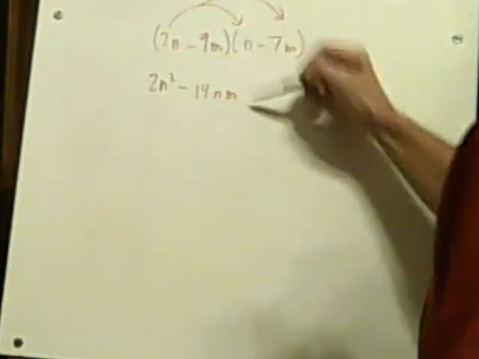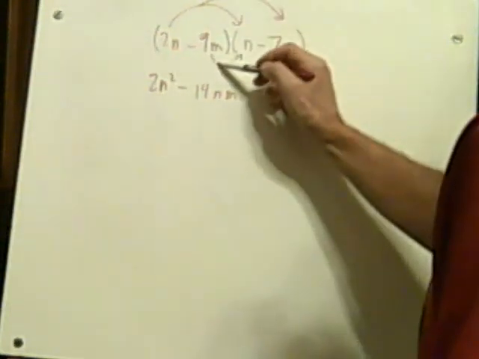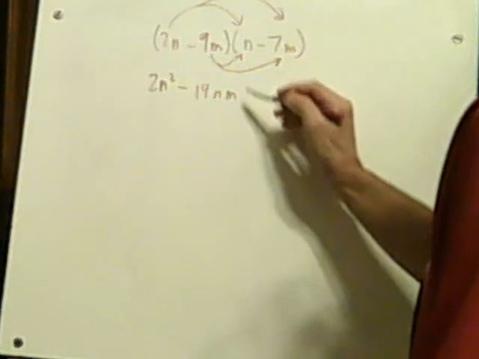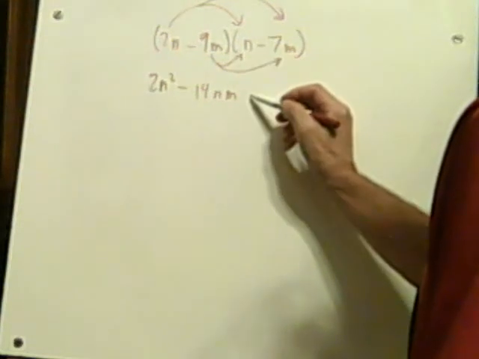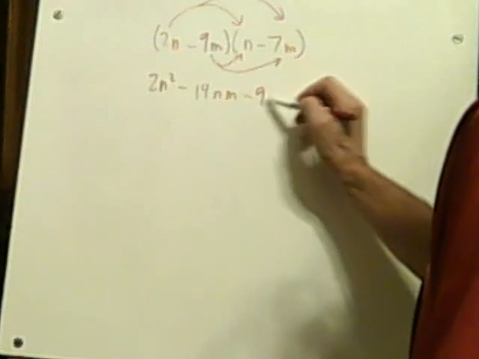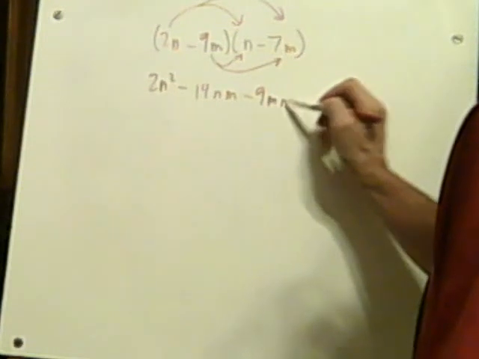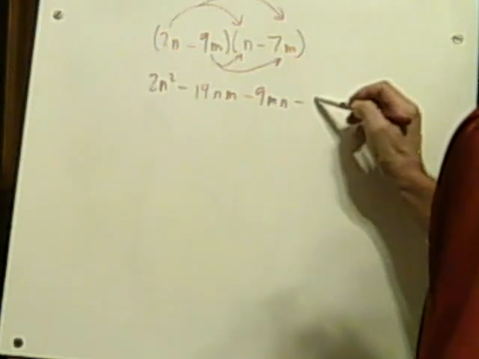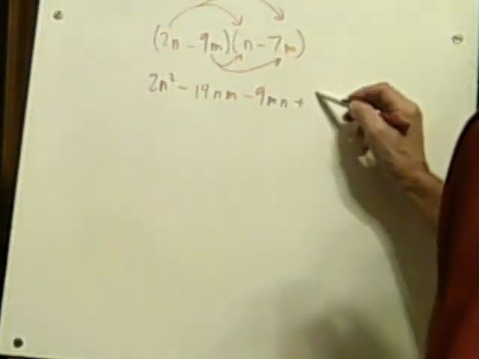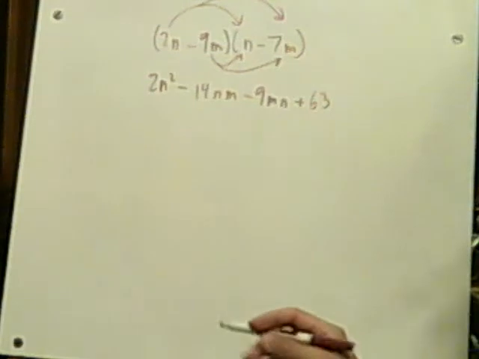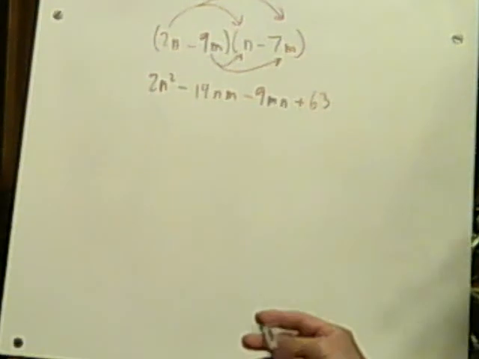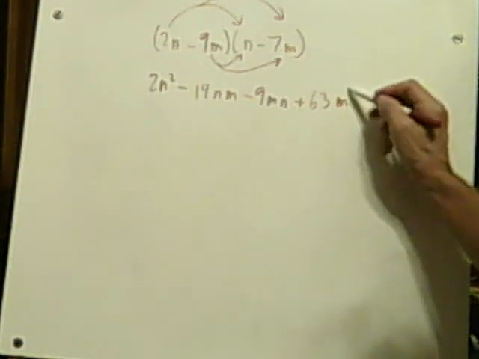First, I multiply the first by the second. Then I do this one and this one. Okay? So that's going to be minus 9mn, minus, let's see, plus 9 times 7, that's 63. Right? Yeah, 63 m squared.